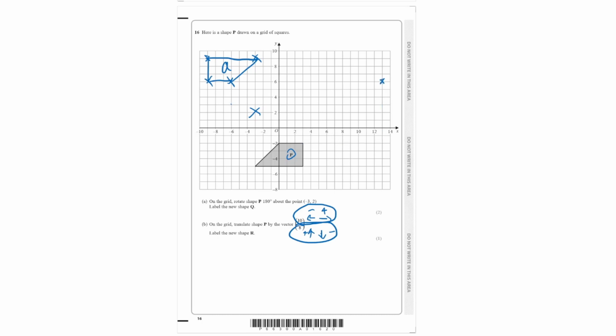But notice how we only translate the shape. That means the shape does not change in any size. It remains the same, so we can actually just draw it exactly as is. If this is 3 down, we can simply write 3 down. If this is 3 across, we can simply write 3 across. And this is 6 across, we can write 6 across. We simply connect the lines, and we write here shape R.